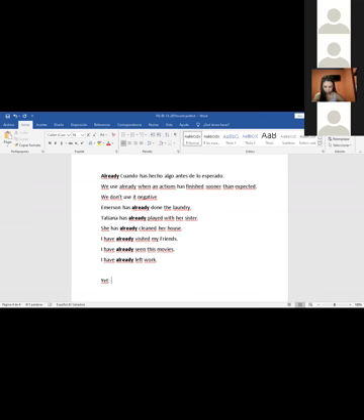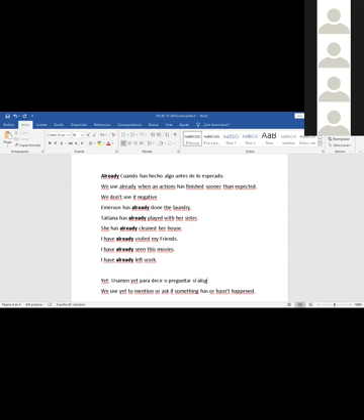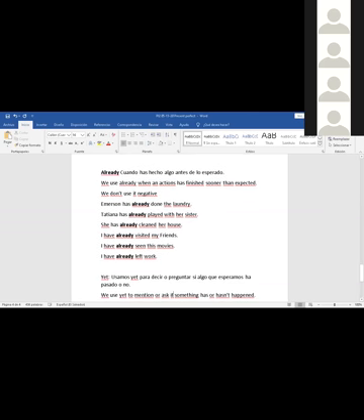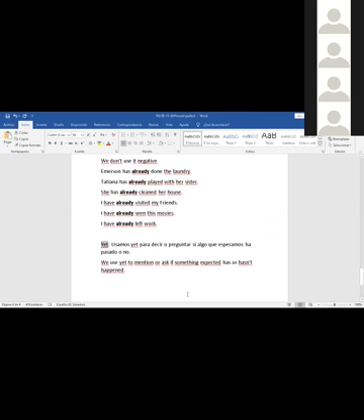We're gonna use it. We use yet to mention or ask if something has or hasn't happened. Okay, so usamos yet para preguntar. Para mencionar, para decir o preguntar si algo que esperamos ha pasado o no. To mention or ask if something expected has happened or not. That's when we use yet.